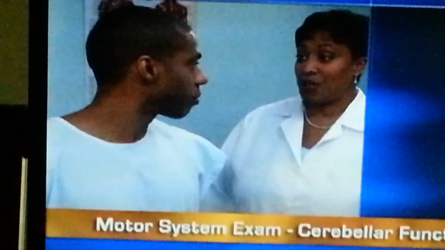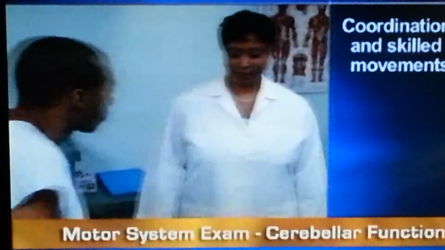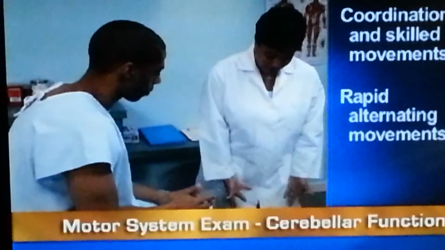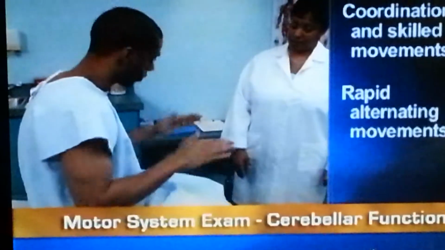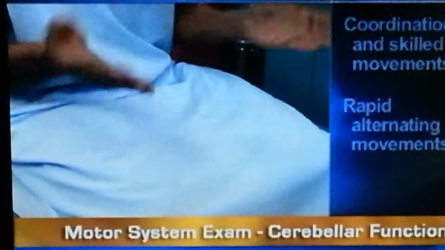Now I need you to have a seat. To further assess cerebellar function, evaluate coordination and skilled movements. Test rapid alternating movements by asking the person to pat his knees with both hands, lift up, turn his hands over, and pat his knees with the backs of his hands. Okay, fast. Then ask him to do it faster. The movements should be done with equal turning and a quick rhythmic pace.